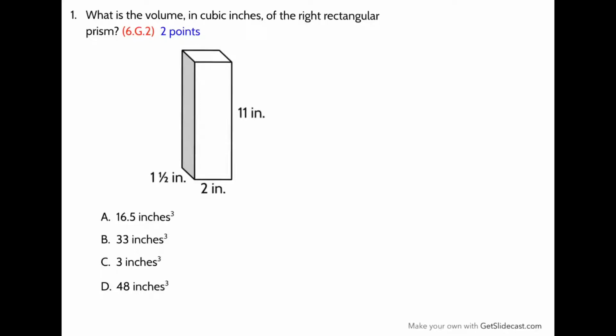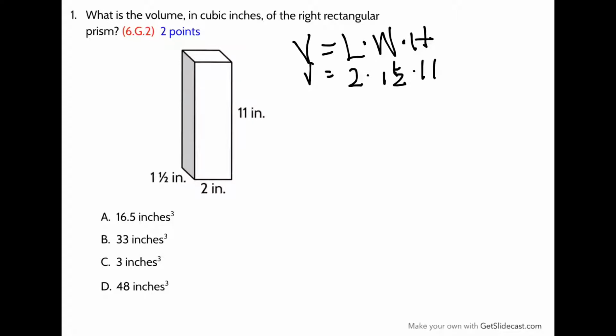For this problem, what is the volume in cubic inches of the right rectangular prism? Volume equals length times width times height. So we know that the length is 2 times the width, which is 1.5, times the height, which is 11.